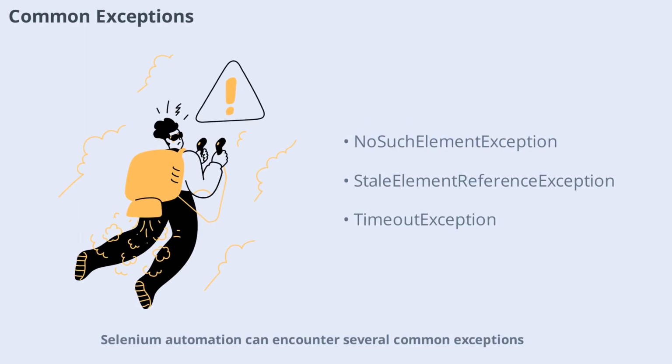Selenium automation can encounter several common exceptions, such as NoSuchElementException when an element can't be found, StaleElementReferenceException when the element is no longer attached to the DOM, TimeoutException for operations exceeding wait times, and ElementNotInteractableException when an element is present but hidden or blocked. Understanding these exceptions helps you write more resilient automation scripts.